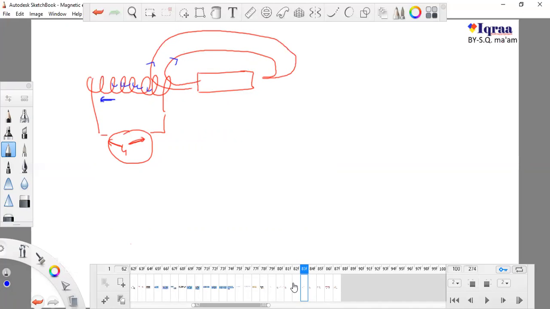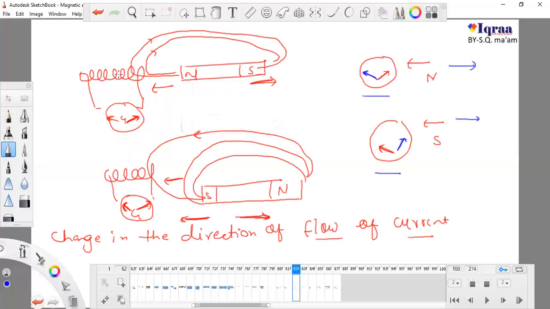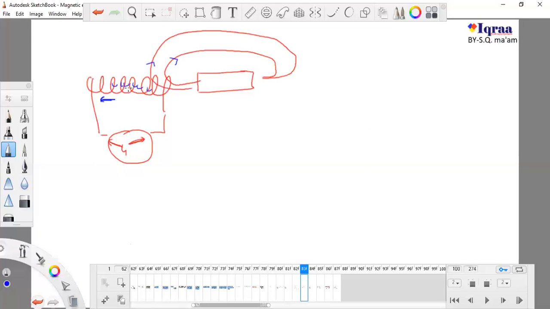And if you change the direction, now the current is flowing in this direction. If you change the side, you bring the south pole here and the north pole here, then the direction of current flow is in this direction. Definitely current will flow. So in this direction, what is flowing here? A current is flowing. And what is current? Electric current is flowing.